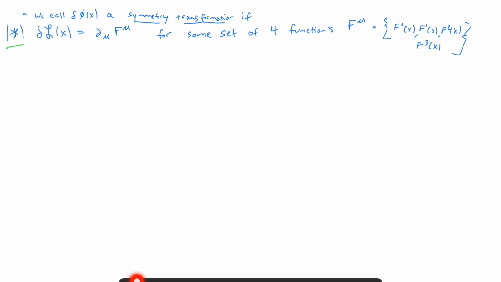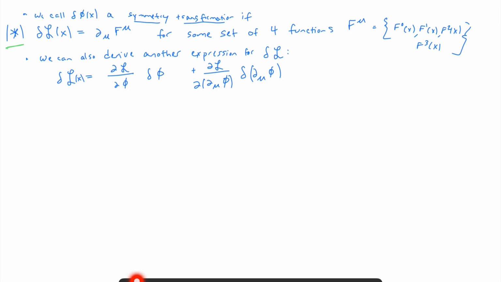And if you can express the change in Lagrangian that happens when you change the phi of x in this form as a four divergence of this function d mu f mu, and of course the Einstein summation convention is implied here, then we call this transformation of phi a symmetry transformation. Let me explain why that's so important, and that form really results in something very important.